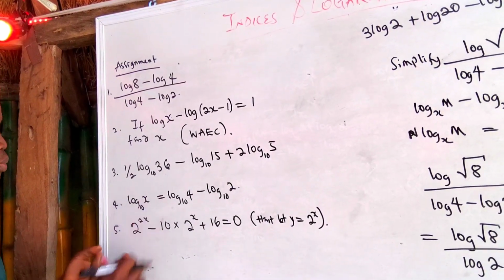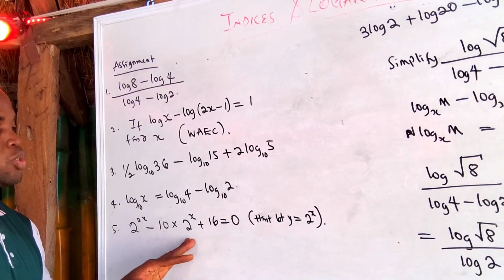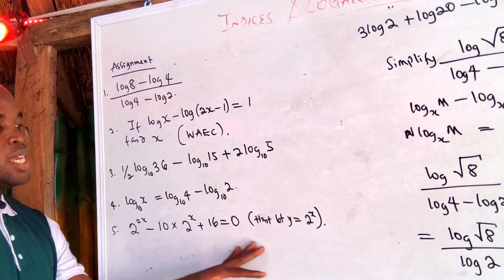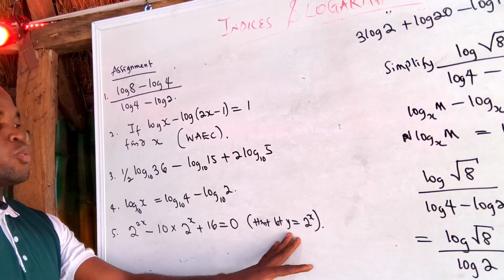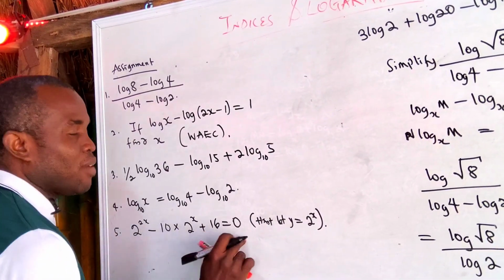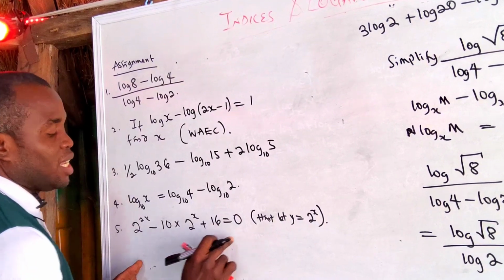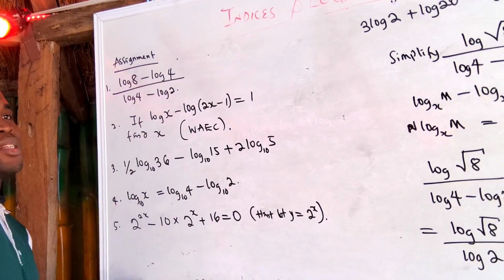So you have 2 raised to power 2x minus 10 multiplied by 2 raised to power x plus 16 equals 0. I'll give you a hint: let y equal 2 raised to power x. This will definitely lead you into a quadratic equation. But just try your hands on it.